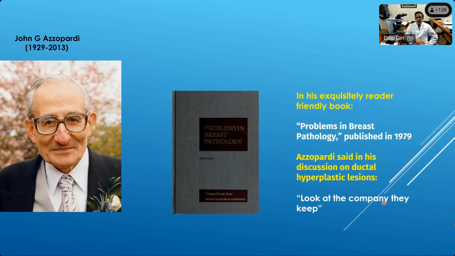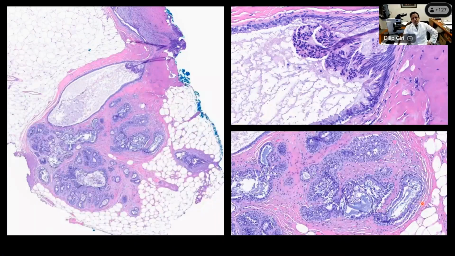When something overall looks benign and you have a focus which looks kind of funny, don't rush and make a diagnosis of DCIS. It's most likely benign because it's keeping company of benign changes. If you are in good company, you are probably good, right? If you are in bad company, you probably are bad. So I think that is a good observation that he made, and that comes in handy sometimes in situations which are otherwise kind of difficult to resolve because of some artifacts, or some unusual kind of appearance.